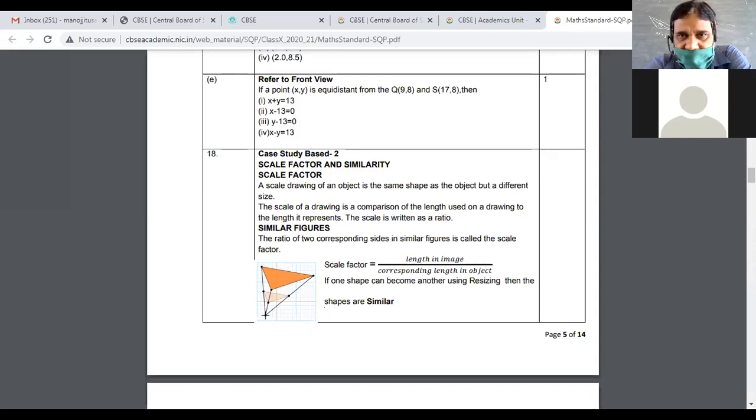Okay, this scale factor you see. Suppose I want to insert, for example, a trapezium. So I will draw a trapezium. Got it? What is this? This is a trapezium.